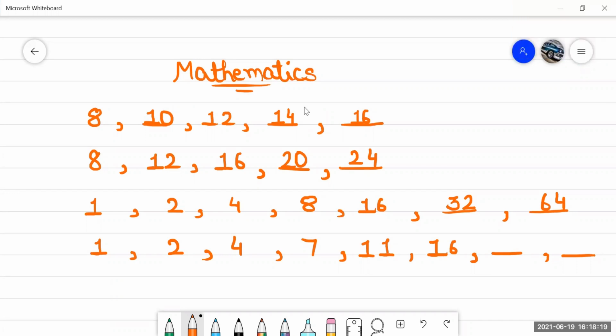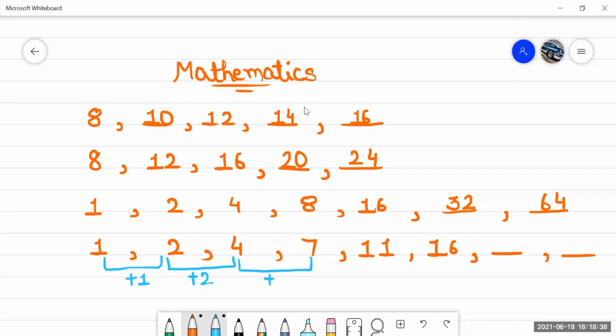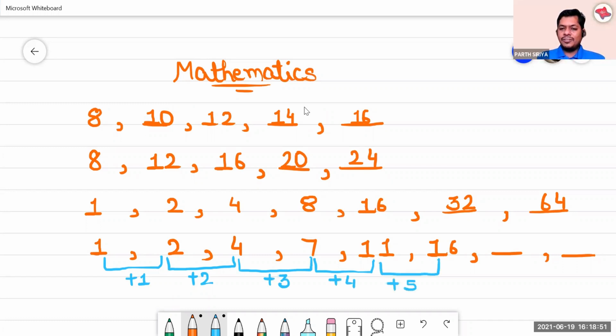I don't know. Okay, I'll give you a hint. What do you add to 1 to get 2? 1. You add 1. What do you add to 2 to get 4? Plus 2. Then from 4 to 7? 3. Correct. Then from 7 to 11? 4. Very good. Then 11 to 16 is plus 5. So what should be added now over here? Plus 6, correct?